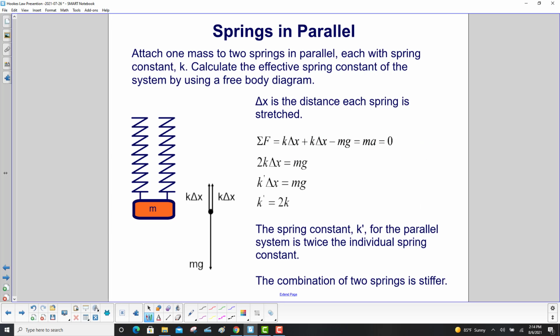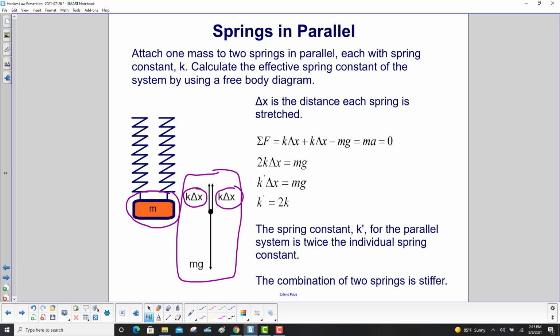What if we put a couple springs in parallel? So we're going to attach one mass to two springs in parallel, each with spring constant k. Calculate the effective spring constant of the system by using a free body diagram. So here's our free body diagram. And we're going to say that delta x is the distance each spring is stretched. So each spring will have an upward force of k delta x on the mass.